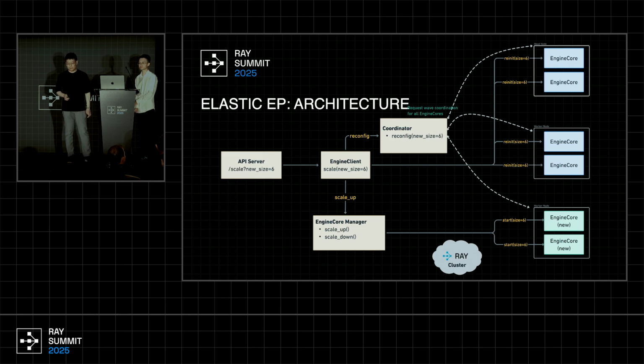In the meantime, the engine core manager also interacts with Ray cluster to bring up 2 new engine cores. And also it specifies the new size as 6. The engine client also needs to call the reconfig into this coordinator, which is responsible for the request wave coordination, because we need to update the information about all the engine cores.